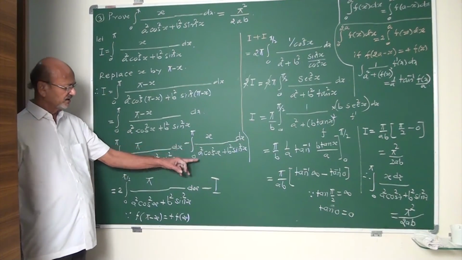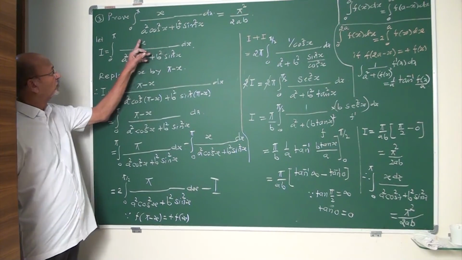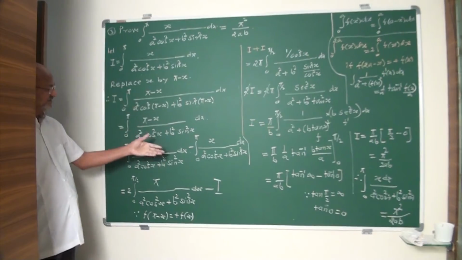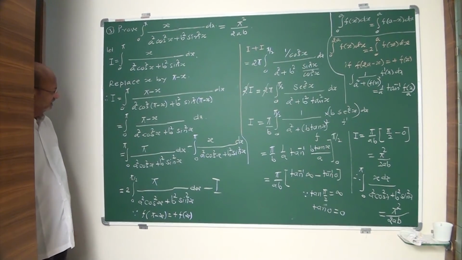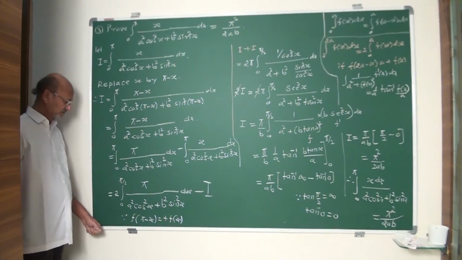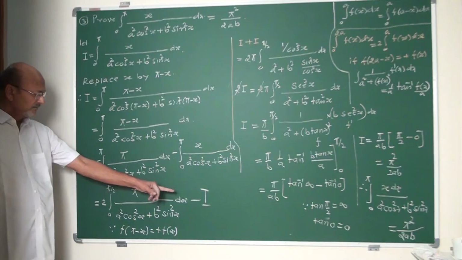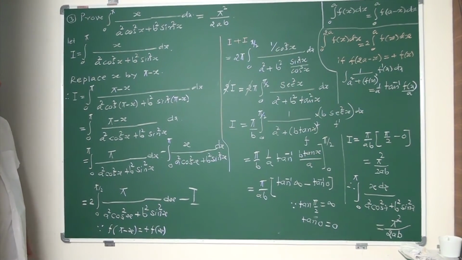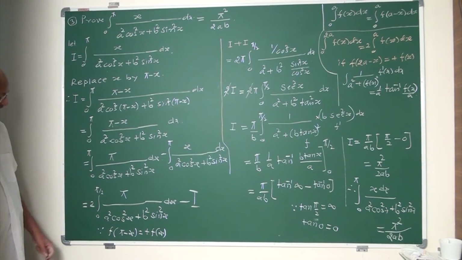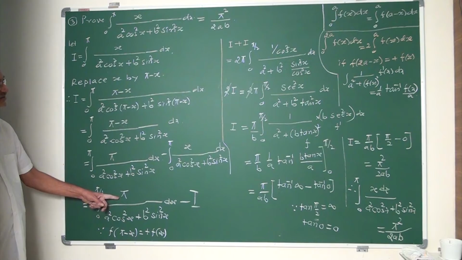What is this, my friend? This we have taken equal to I. This is I itself. Minus I taken to this side. I plus I, 2 pi. You have to divide. This pi is taken out.